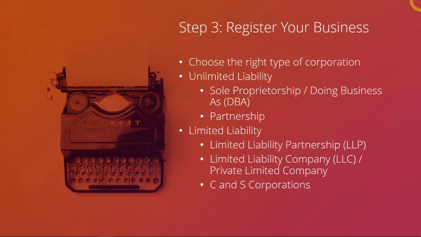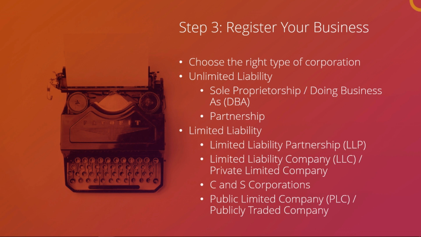Then you have the C and S corporations. This is generally used in the US. It's almost similar to LLC. The only difference is in their way of taxation and management. And lastly, you have the public limited company, or PLC, also known as a publicly traded company. Now, we're not going to touch too much on this last type of company because these companies are large and huge companies which are listed on the public stock markets. So those are the types of companies that you could register.